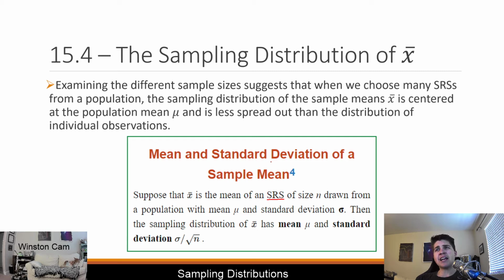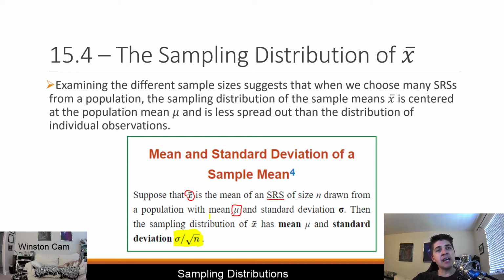It says, suppose that X bar is the mean of a simple random sample of size n drawn from a population with mean mu. So again, here's the mean we obtained from our data, and we're actually talking about its true mean mu with a standard deviation of sigma. Then the sampling distribution of X bar has a mean mu and a standard deviation of sigma divided by the square root of n. I'm going to highlight this because it is a critical thing to remember from chapter 15, and it's the most misunderstood thing about sampling distributions.